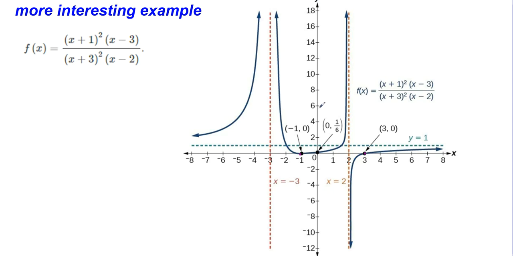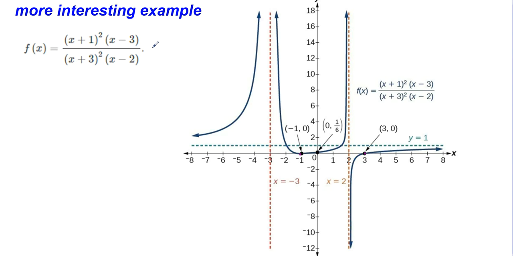So what I have here is a more interesting example. Sometimes we give these to you in factored form. You can see the multiplicities of the x plus 1 and the x plus 3 are both 2. Well, that may mean some kind of tangent relationship. It may not, because we have a lot of dynamics going on. So what we really have is a vertical asymptote.